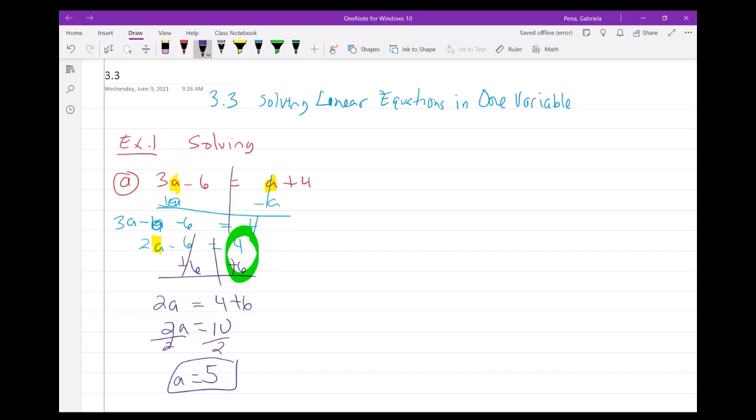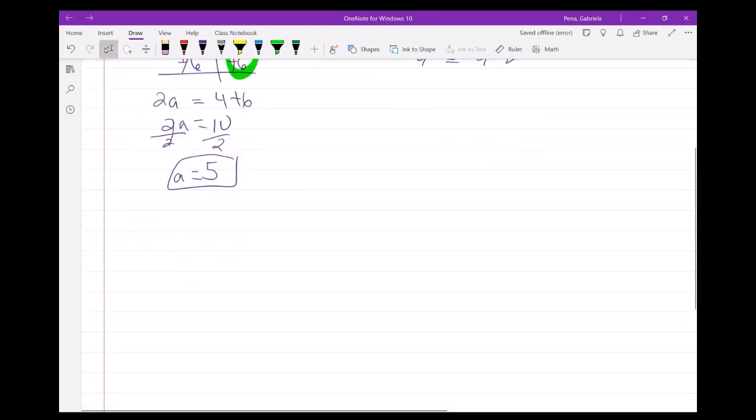Now remember, you could check your work all the time. I'm not going to check all of them, but I'm going to go ahead and check this one. 3 times 5 minus 6 equals 5 plus 4. Well, what is 3 times 5? 15 minus 6. What is 15 minus 6? 9. What is 5 plus 4? 9. So does it become the same? It sure does.